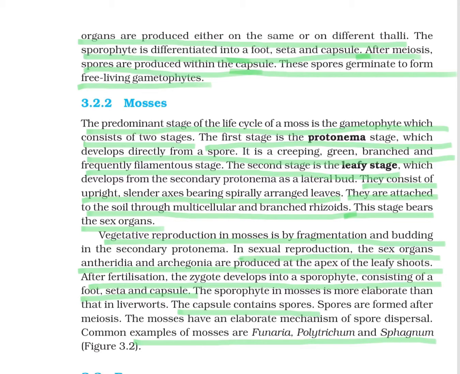Then we talk about the reproductive mechanism. Vegetative reproduction occurs by fragmentation and budding. In sexual reproduction, they develop antheridia and archegonia at the apex of leafy shoots, and after fertilization the zygote develops into a sporophyte, which consists of foot, seta and capsule. The capsules contain spores, and spores are formed after meiosis. Mosses have an elaborate mechanism for dispersal of spores. A few examples are Funaria, Polytrichum and Sphagnum.